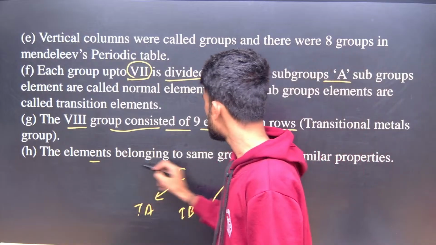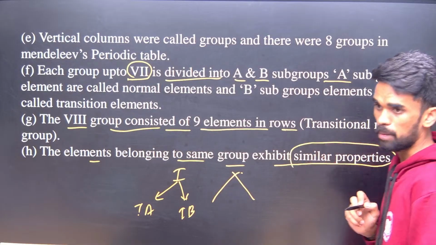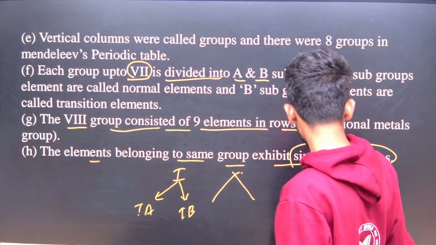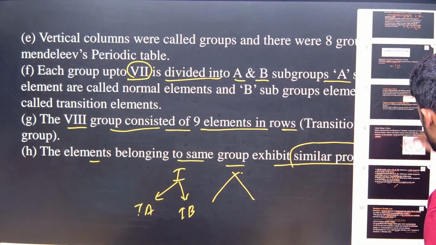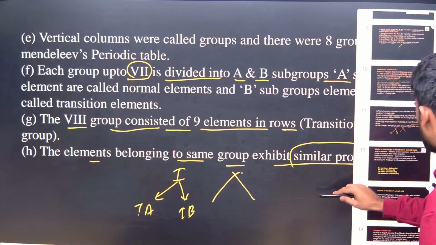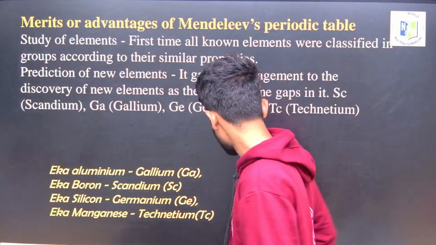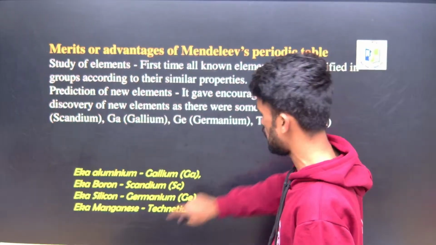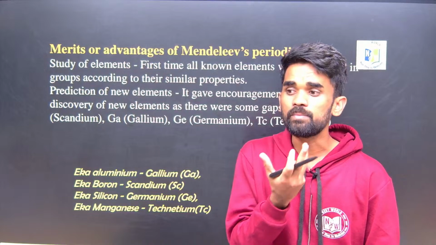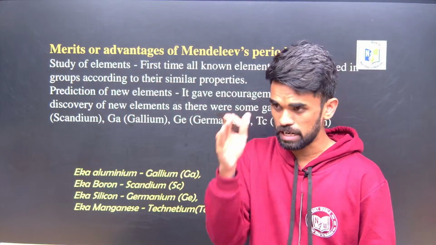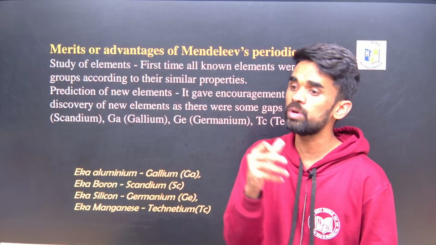The elements belonging to the same group exhibit similar properties. If you observe the periodic table, I just wanted to show you. Let's discuss this in the periodic table. Now look here at the merits, advantages and disadvantages. He left some gaps in the periodic table. In his periodic table, he provided some space for unknown elements also.